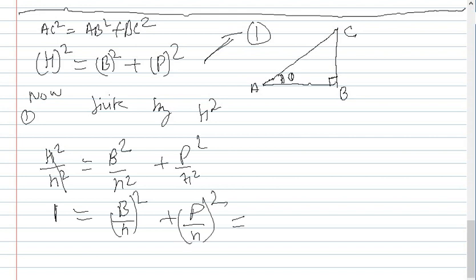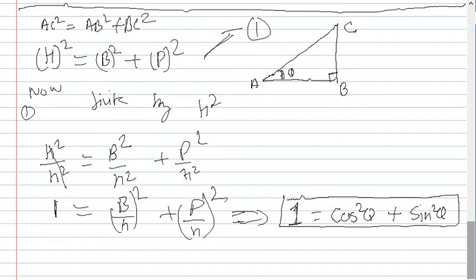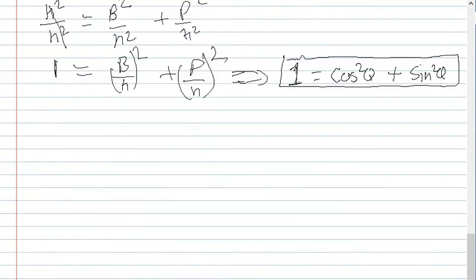So what does this come to? This becomes an identity which you would be using later. b upon h becomes cos theta, and p upon h becomes sine theta. So this is our first identity: cos square theta plus sine square theta is equal to 1.